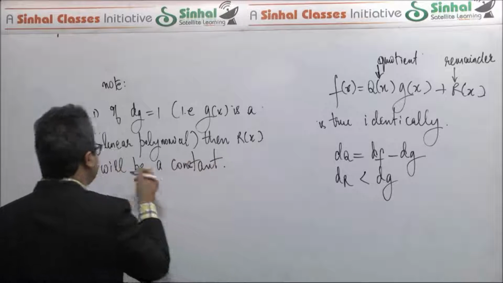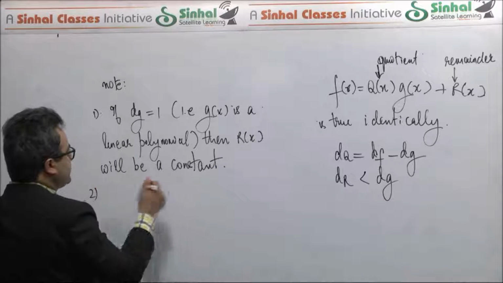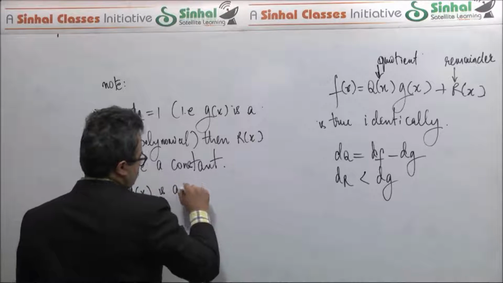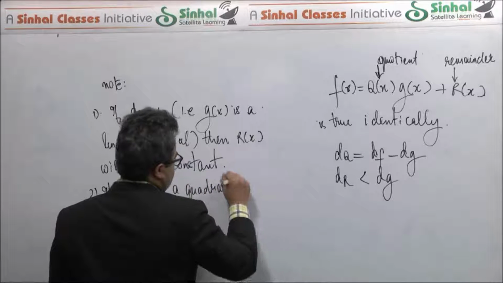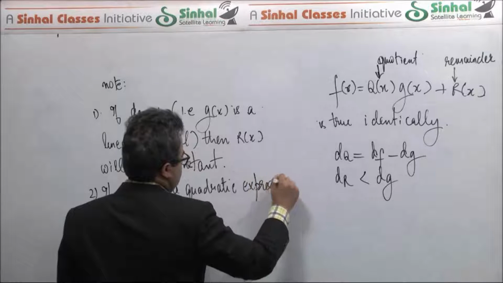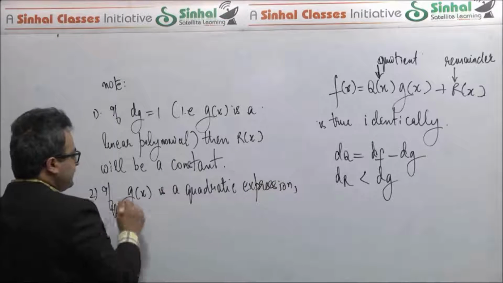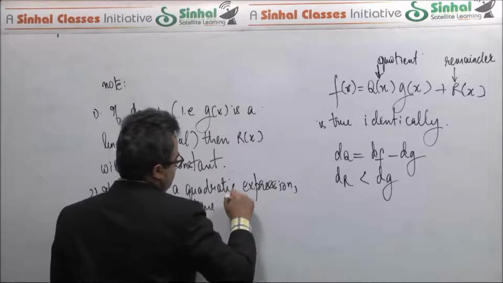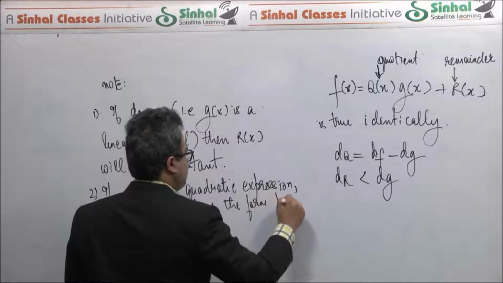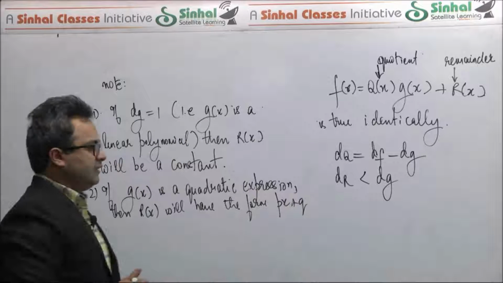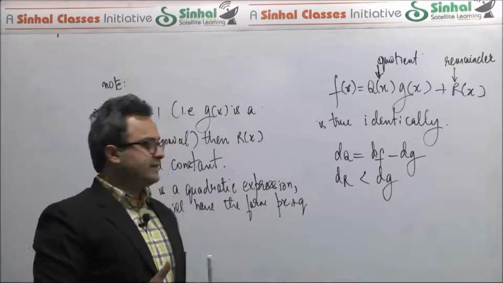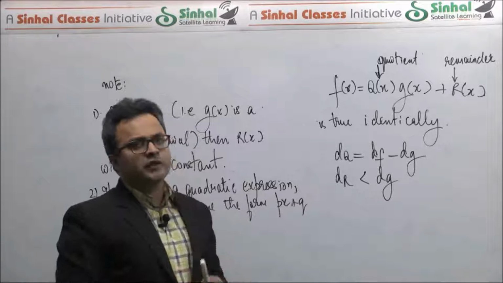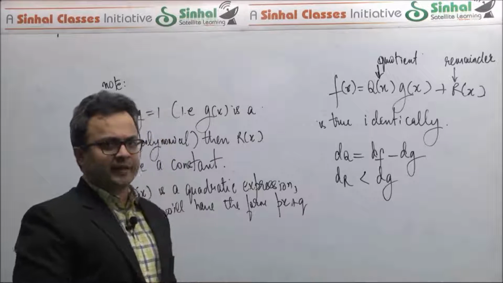Similarly, if the divisor has a degree of 2, which means g of x is a quadratic expression, then the remainder r of x will in general have the form px plus q, where p itself could also turn out to be 0. Even p and q simultaneously could be 0, in which case the remainder is 0.